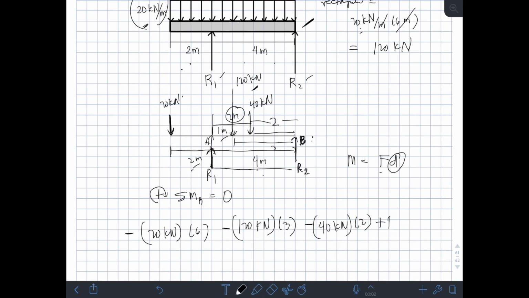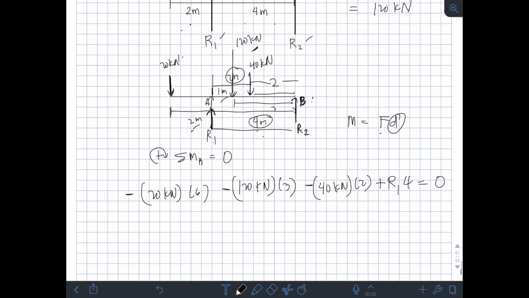So, positive. Unknown R1 times the moment arm, the distance of R1 from point B, is 4 meters, equal to 0. So, solving for R1, R1 is equal to what? Transpose this term to the right side, then add, then divide both sides by 4. So, R1 will be equal to 140 kN.